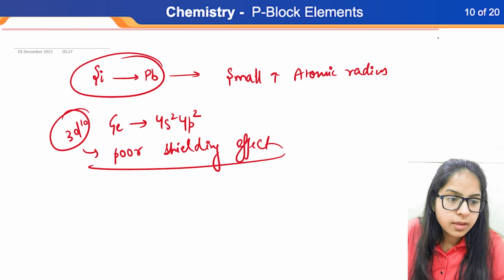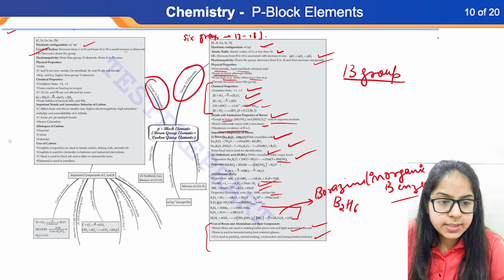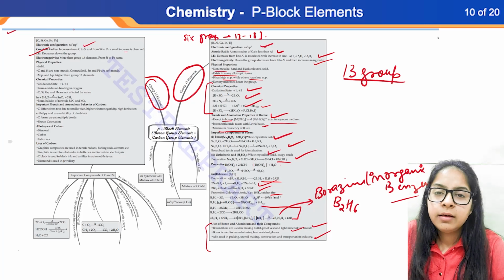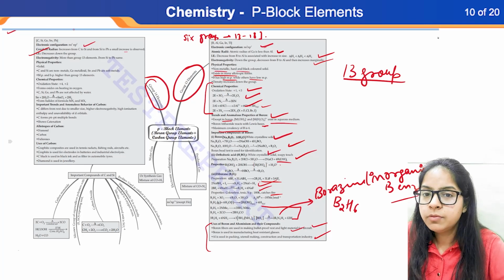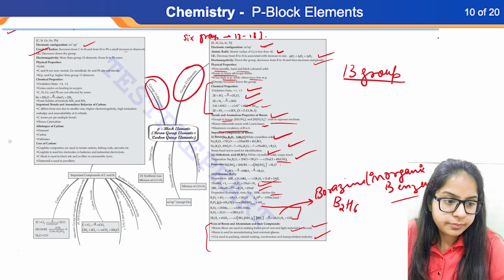Ionization energy decreases down the group because the nucleus effect on the outermost orbital is going to be less at this time. Okay, the nucleus effect on the outermost orbital is going to be less.